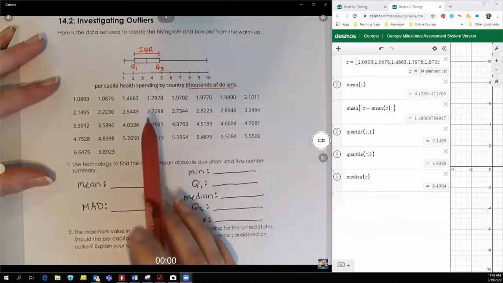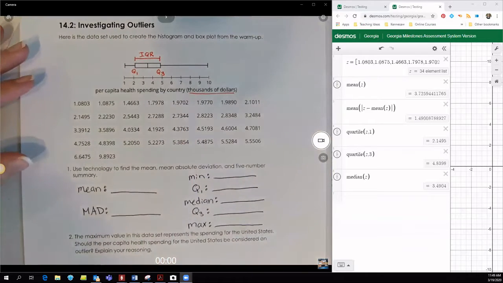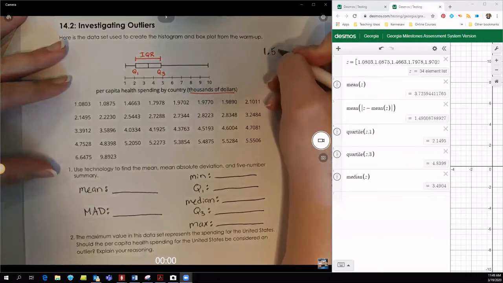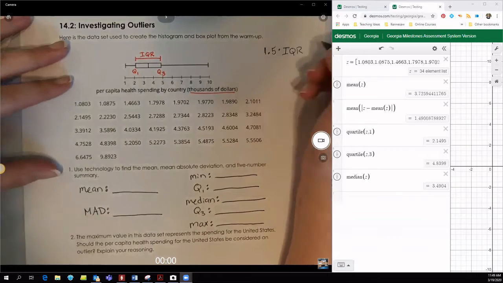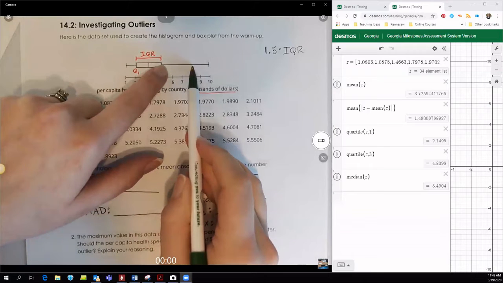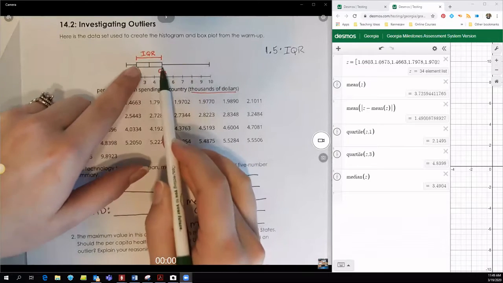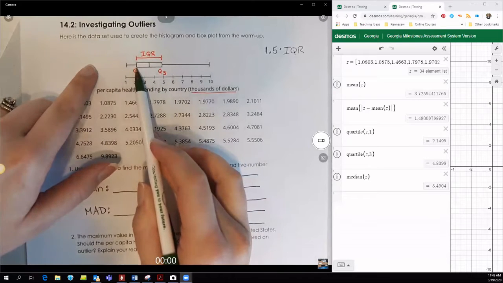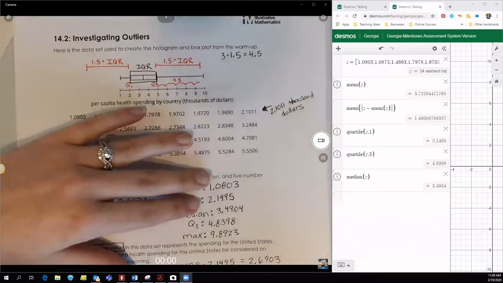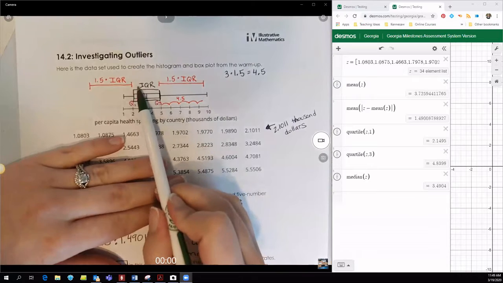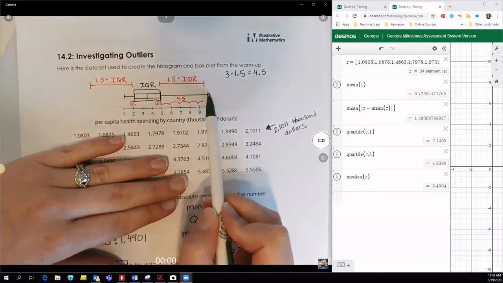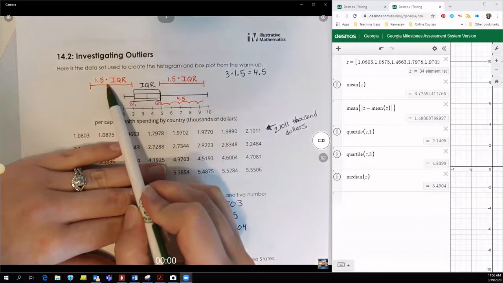So in the warm-up, it said something about figuring out if something was an outlier by using this idea of 1.5 times the interquartile range. So the idea is that here's your interquartile range, and you want 1.5 times bigger than that, and anything bigger than that would be an outlier, or 1.5 times smaller, and anything smaller than that would be an outlier. So a good visual would look something like this, where you have your interquartile range and then 1.5 times bigger. So we can see that there's something here that's a little bit larger than that, or 1.5 times smaller.